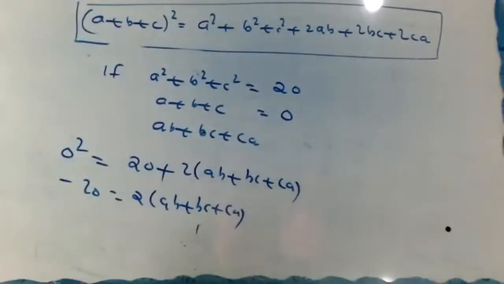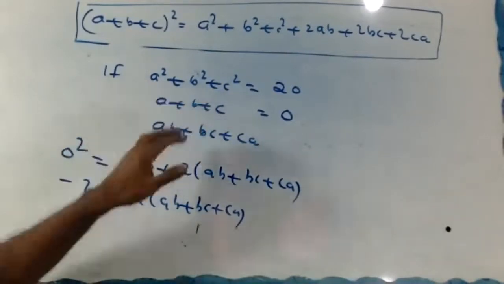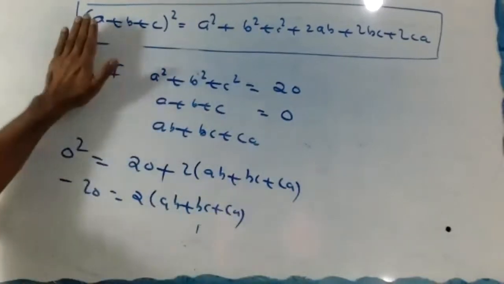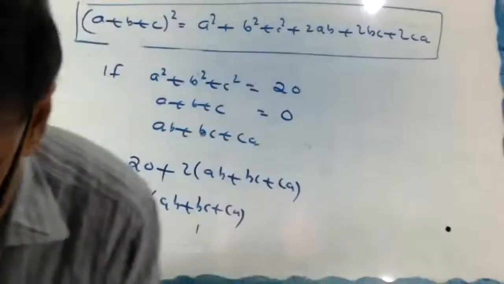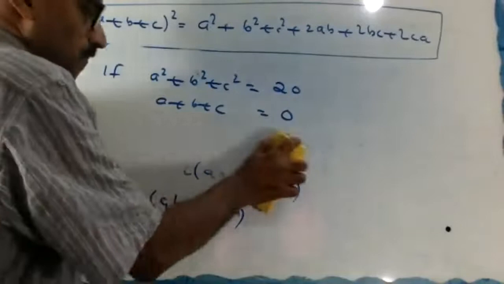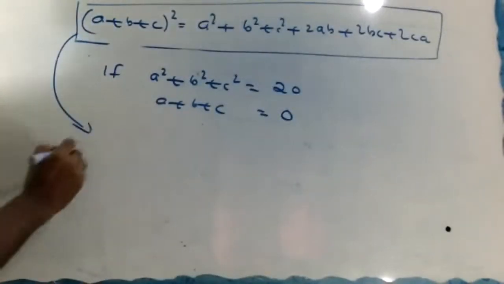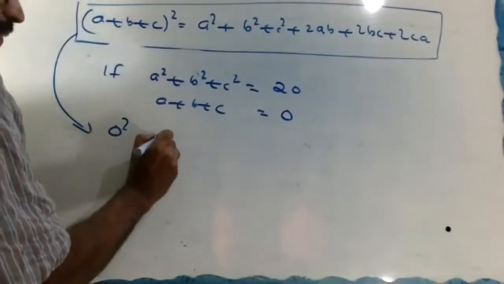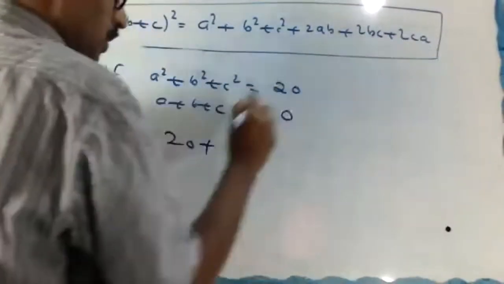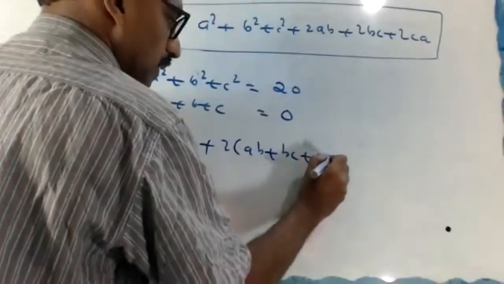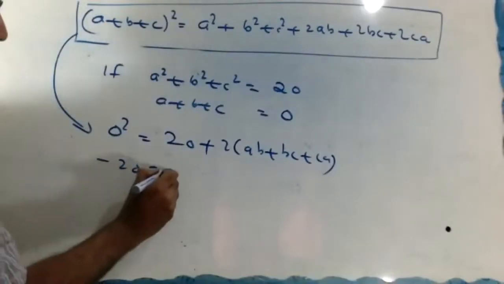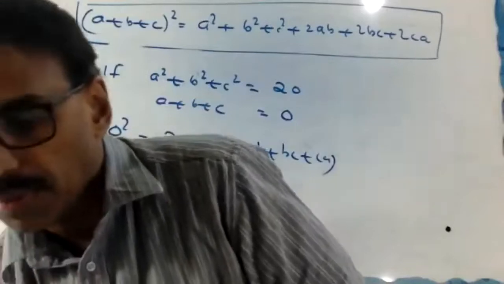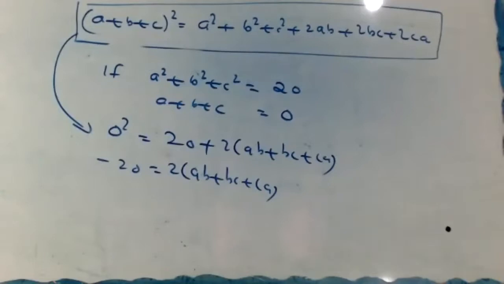Listen once again, are you okay? First of all, I'll show this again. Look here, it's a star question. First, you copy this identity: a plus b plus c whole square equal to 20 plus 2ab plus 2bc plus 2ca, I'm writing 2 times ab plus bc plus ca. Okay, this 20 is coming here, minus 20 equal to 2 times ab plus bc plus ca, therefore ab plus bc plus ca equal to minus 10. Clear now?